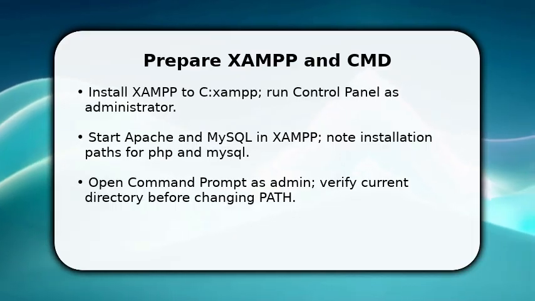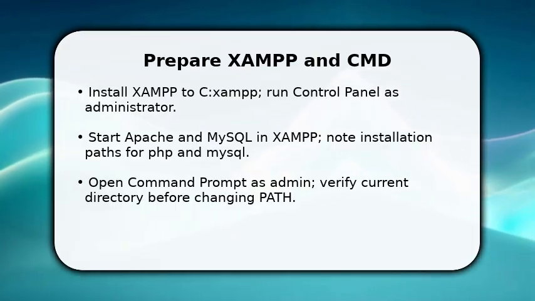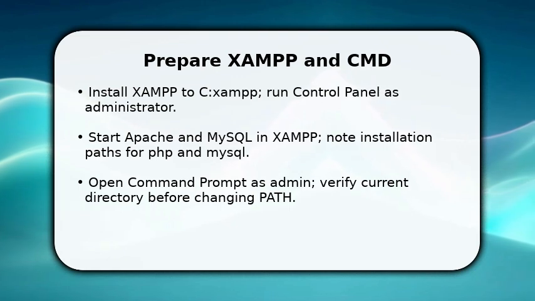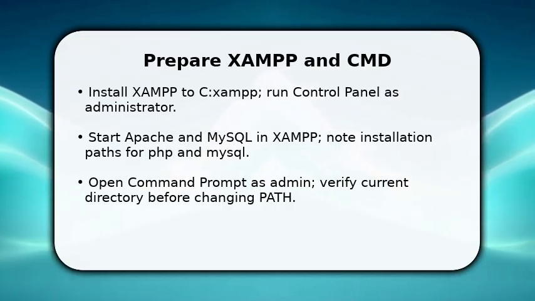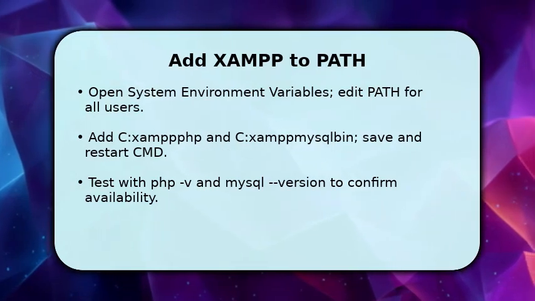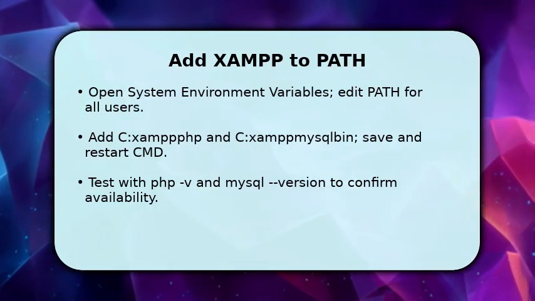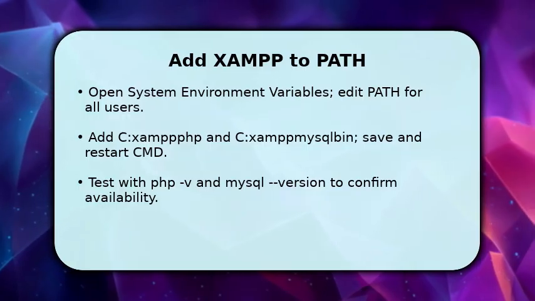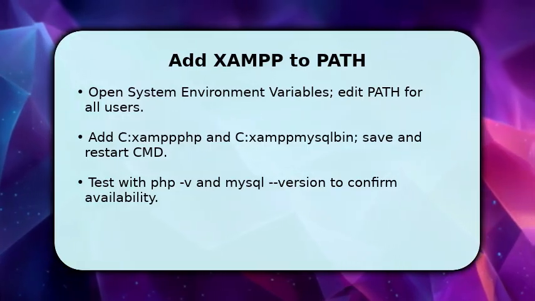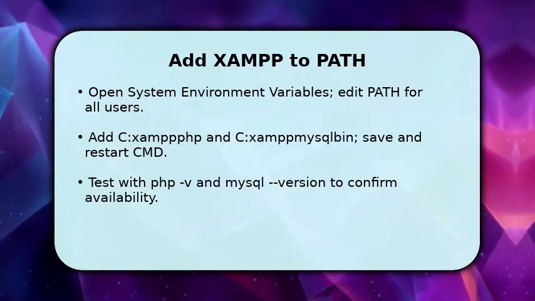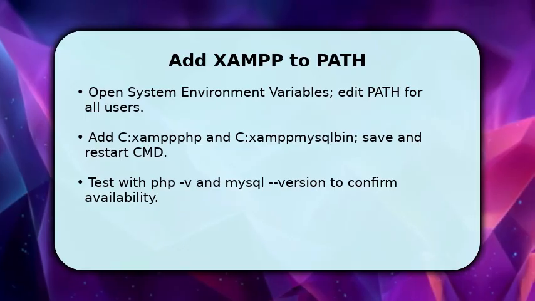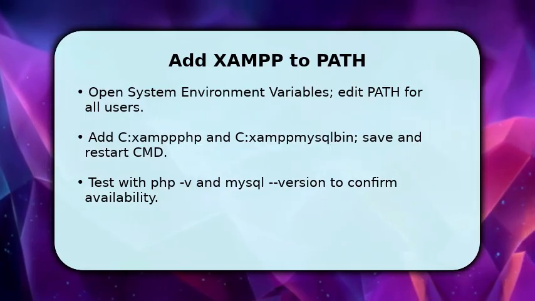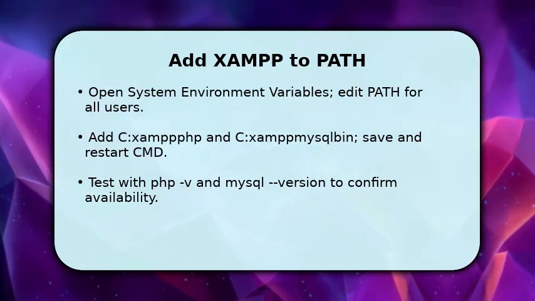That avoids permission problems when adding system variables. You're taking these first steps now to create a reliable link between XAMPP and CMD, so subsequent commands run directly without navigating into XAMPP each time. Now you'll add XAMPP executables to your path so CMD finds them anywhere. Open system environment variables, edit the system path, and add C:/xampp/php plus C:/xampp/mysql/bin.